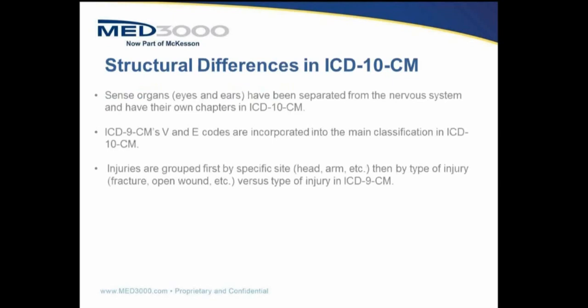Some of the structural differences in ICD-10: under the sense organs, the eyes and ears have been separated from the nervous system, and they will actually have their own chapters in your ICD-10. In ICD-9, your V and E codes were incorporated into the main classifications in ICD-10. Your injuries are grouped first by the specific site. So you would have, as an example, the head or the arm. Then by the type of injury, whether it's a fracture or an open wound, versus that type of injury that would have been in ICD-9. So a little bit of structural difference there with ICD-10.